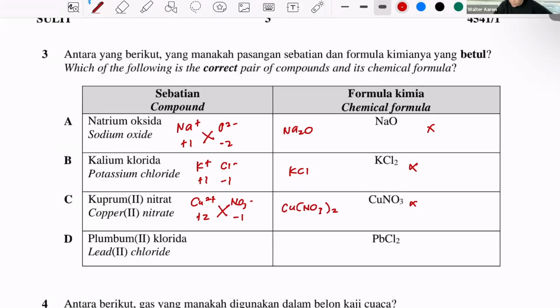For D, lead(II) chloride. Pb is 2+ and Cl is minus. So it's going to be a +2 and -1. If you cross, you get PbCl2. So this is technically correct.